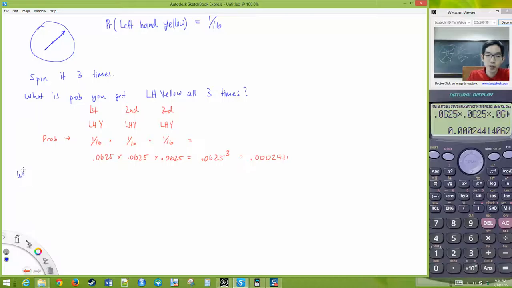What is the probability that you get left-hand yellow zero times out of the three spins? Okay, how would we answer this?